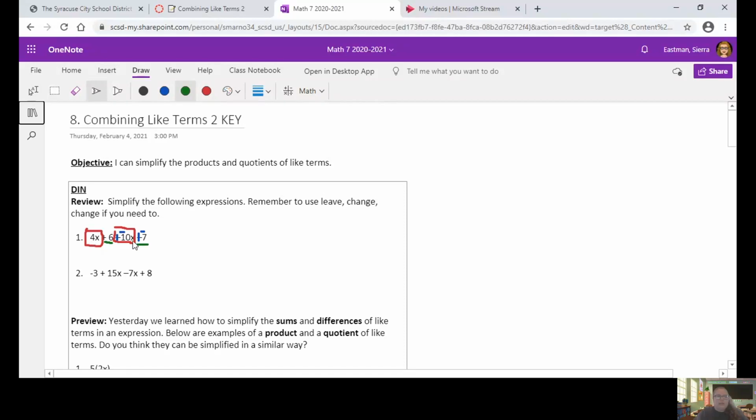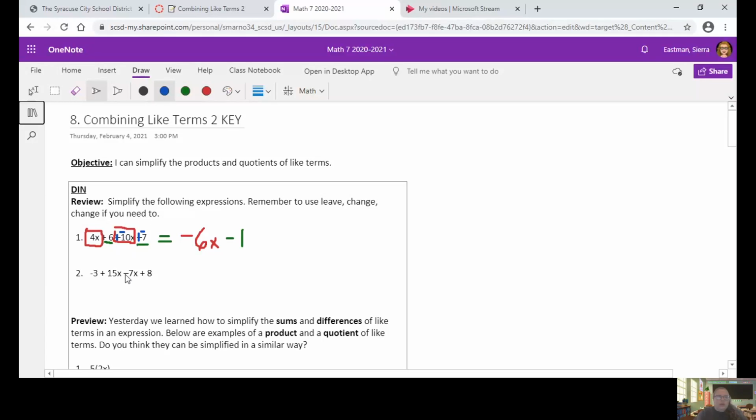Now we can combine the two that are in my red boxes here. 4x plus a negative 10x should get me a negative 6x. And then a positive 6 plus that negative 7 for my green underlined terms here should get me a negative 1.